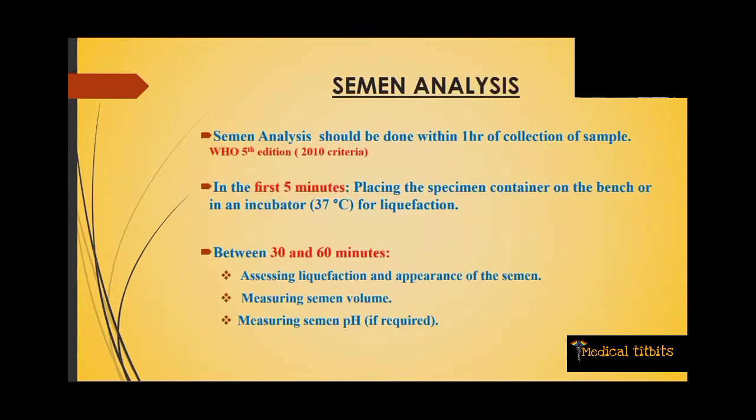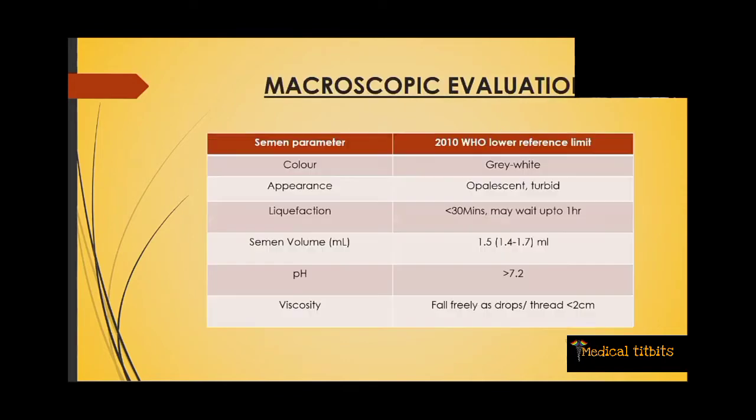Semen analysis should start within the first hour of collection of the sample. In the first 5 minutes, as soon as you get the sample, you have to keep the container in an incubator at 37 degrees and wait for liquefaction to occur. Normally, liquefaction occurs within 30 minutes. You can wait up to 1 hour in certain situations. Between 30 minutes and 1 hour, as soon as the liquefaction occurs, you start assessing for liquefaction, the appearance of the semen, and measure the semen volume as well as the semen pH.